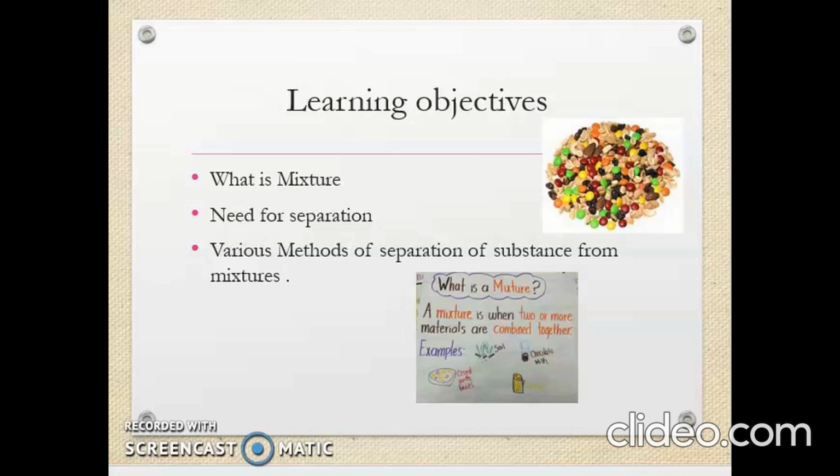To start with, what is a mixture? Materials which contain two or more substances in any proportion are called a mixture. The substances which make up a mixture are called components.